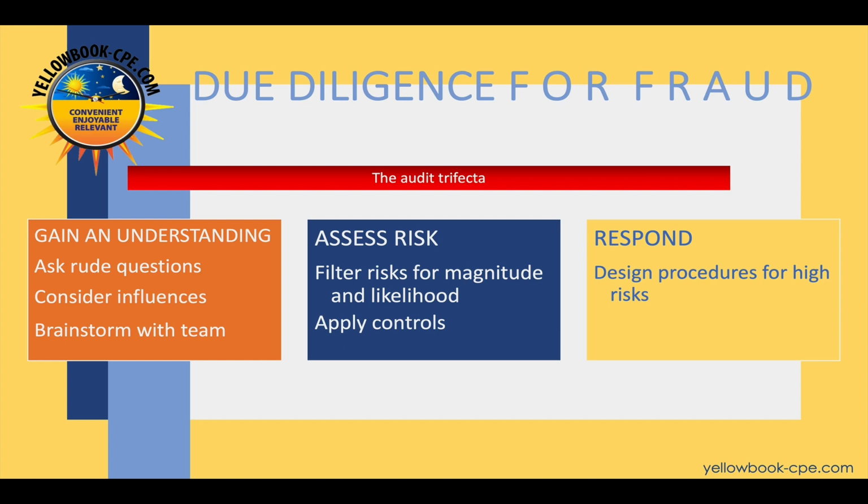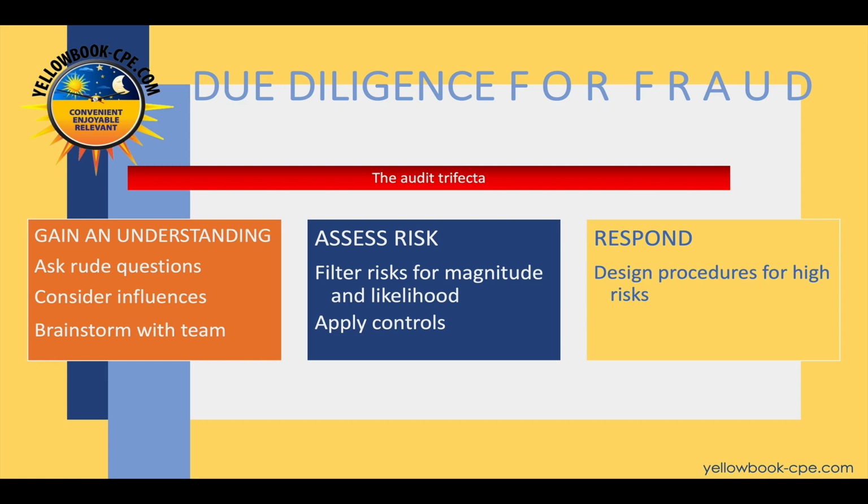So if you're doing a financial audit, of course, you'd talk to the accounting folks. If you're doing a performance audit, you'd talk to the programmatic folks. And you come just shy of accusing them of committing fraud. Okay? You say things like, if fraud were to occur here, what would that look like? Then you consider influences, you consider what kind of pressures they're under that could encourage them or allow them to commit fraud. And then you brainstorm with your team. You sit down with them and you brainstorm all these possible ideas.